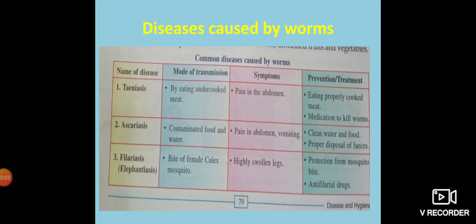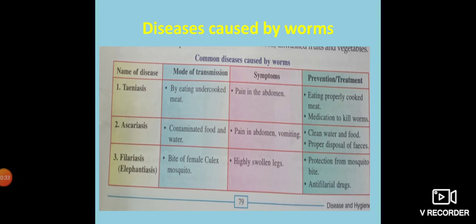So you have to eat clean food, drink clean water, and the fruits should be clean. Wash the fruits and vegetables before eating, and also eliminate the mosquitoes. By this method we can avoid these types of diseases.